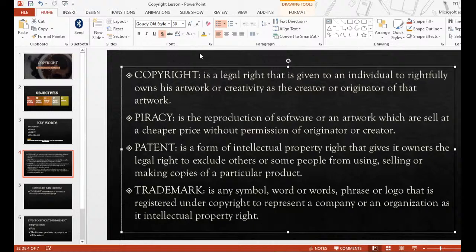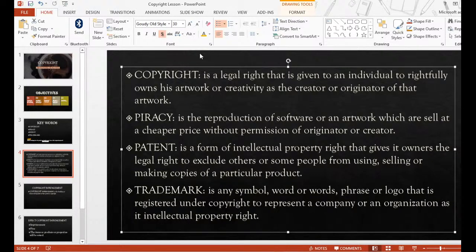That legal document or form is normally what we refer to as patent. So a patent is just a form of intellectual property right that gives its owners the legal right to exclude others or some people from using a particular product, selling it, or making copies of that product. This form of right, or this form of document, or this form of power that is given to that person to exclude people, is normally the patent that we have been talking about.